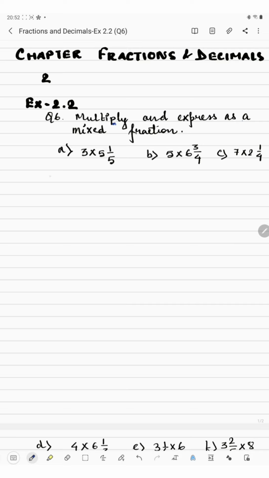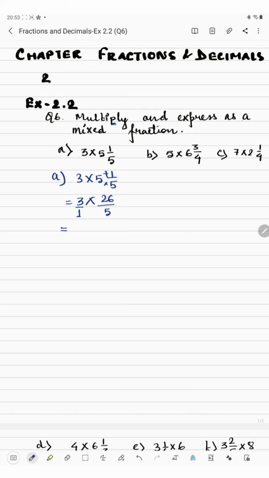Now in the first part we have 3 into 5 1 by 5. Now 3 will remain the same, and 5 1 by 5 is given as a mixed fraction, so we will have to convert it into an improper fraction. So 5 into 5 plus 1: 5 5s are 25, 25 plus 1 is 26, and the denominator will remain the same, so it's 5. And here no digit is given under 3, so we will consider it as 1. Okay, now see, 3 and 1 cannot be cancelled, cannot be divided by any single digit.